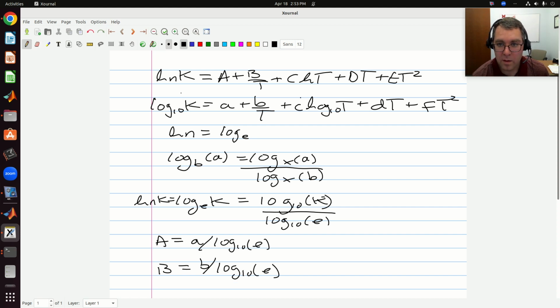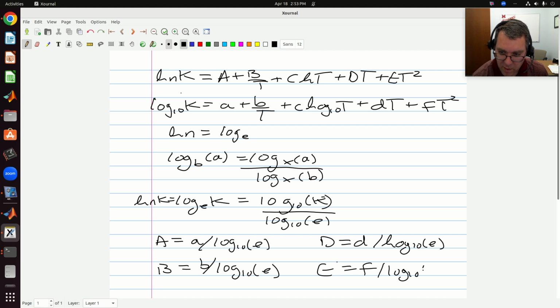C I'm going to come back to in a second. Big D is going to be little d divided by log base 10 of e. Big E is going to be equal to what I was calling f divided by log base 10 of e.